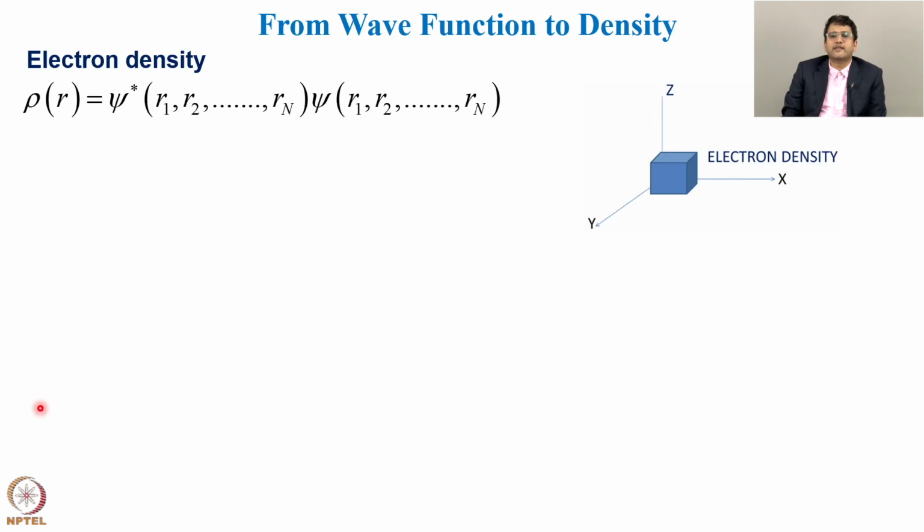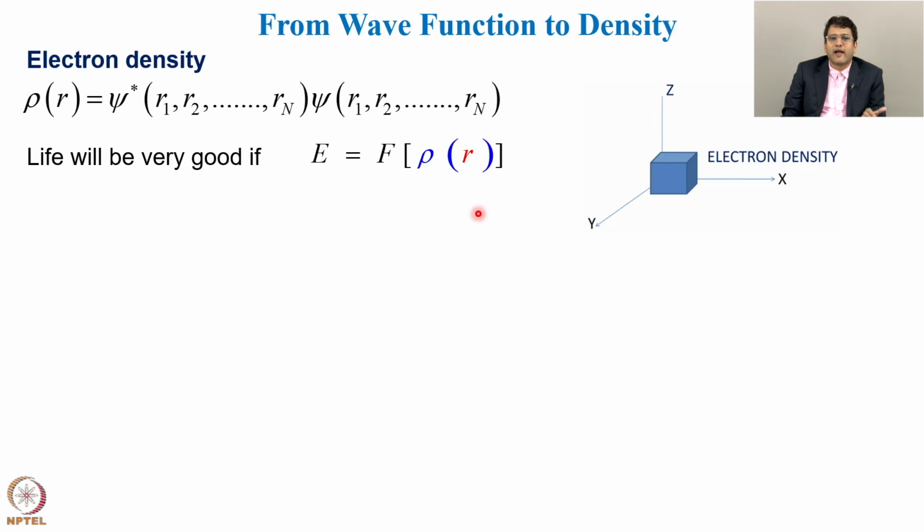And so, electron density gives you an idea of how, at a particular point, my electrons are localized. So, I can get an idea of that. The advantage is that electron density is only a 3-dimensional quantity, and life will be very good if I can write the energy as a functional of the density.